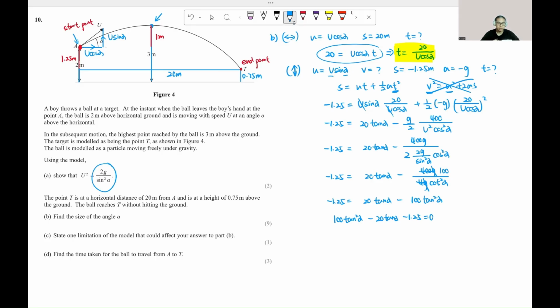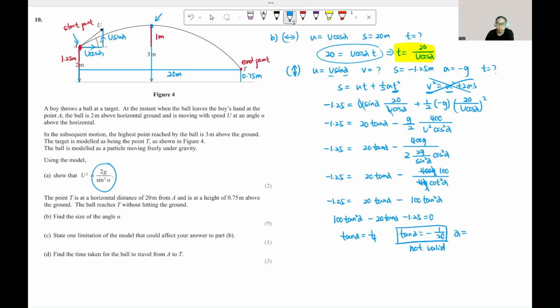So now we just have to put this into the quadratic equation. So A is 100, B is negative 20 and C is negative 1.25. That will give us tan alpha equal to 1/4, or tan alpha is equal to negative 1/20. And clearly this one is not valid because alpha cannot be more than 90. So this will give us a negative value for the angle, and if you plus 180, that would be an obtuse angle. So it's not valid.